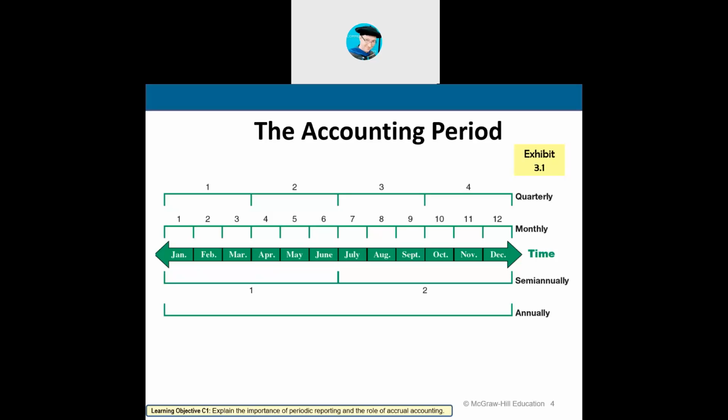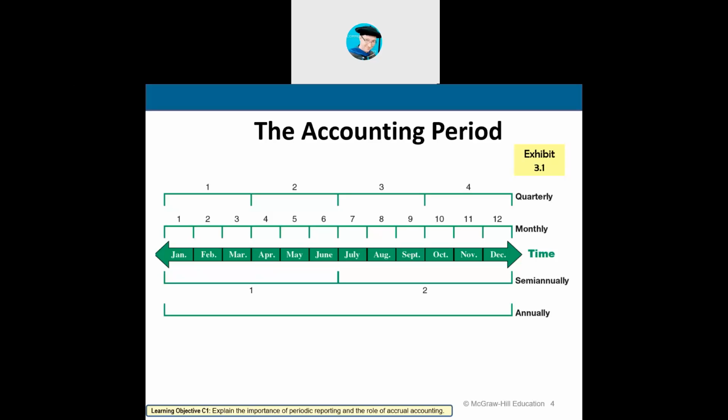Semi-annual reports, very similar. We would run half a year's worth of revenue and expenses to make sure that we're on target with our budget. We compare our actual performance to our budgeted estimations. And we might also look at the balance sheet and statement of cash flows to understand where we are at the half year mark, to make sure that we're on track to meet our goals.